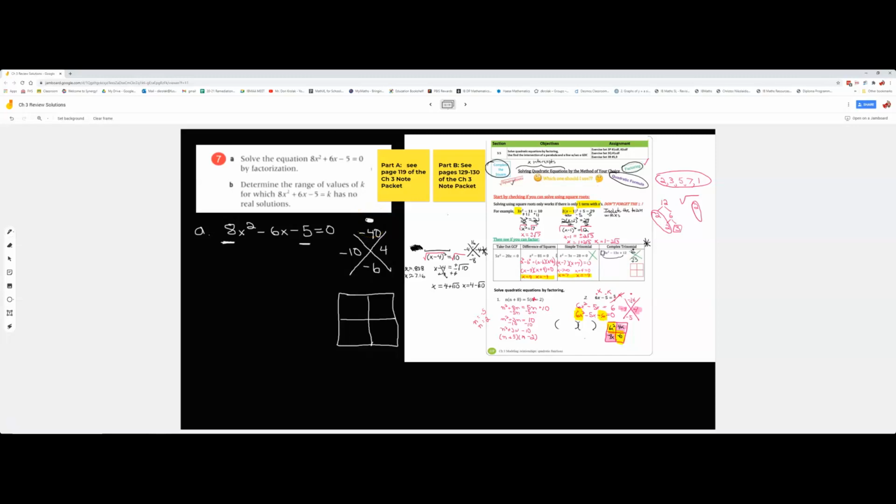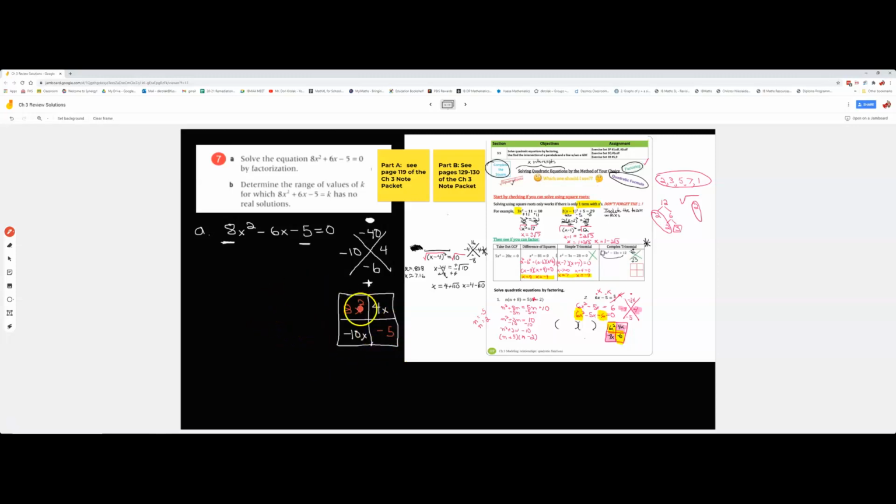So I'm looking for a set of numbers that multiply together to be negative 40, but at the same time add together to be negative 6. And those numbers would be negative 10 and 4. So those are going to go in these two diagonals with an X on them. Then the leading term, 8x squared, will go in this diagonal, and the constant term goes in this diagonal.